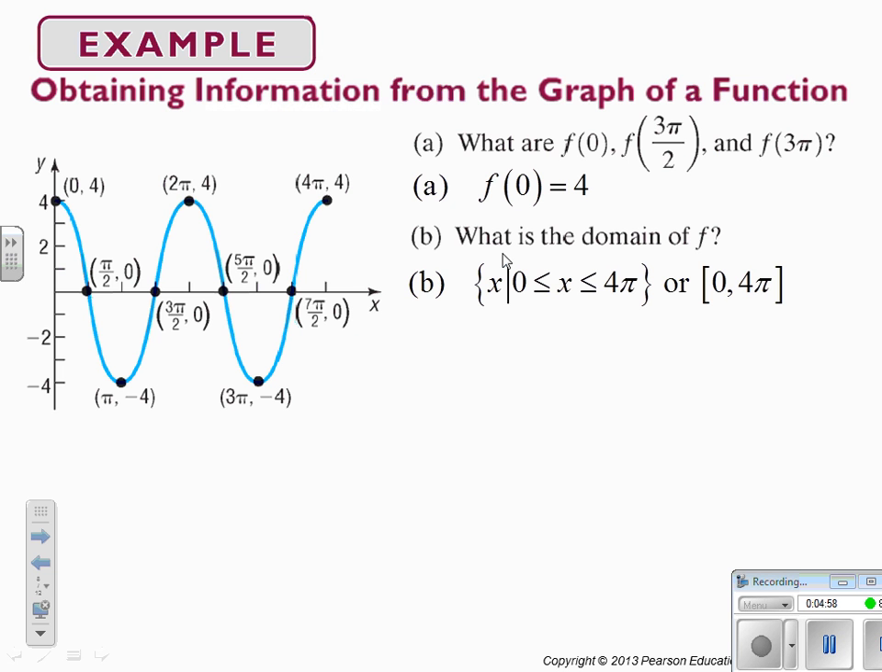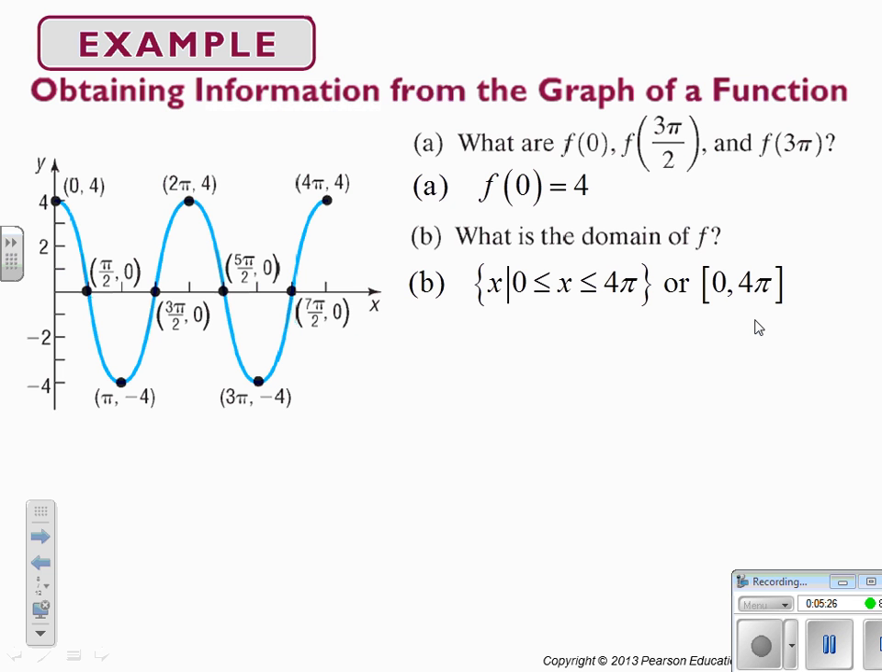So we look at B. If we're looking at domain, what values of x are we looking at in this graph? Well, we know the smallest value of x is 0, and the largest value of x is 4 pi. So x is a set of numbers from 0 to 4 pi.